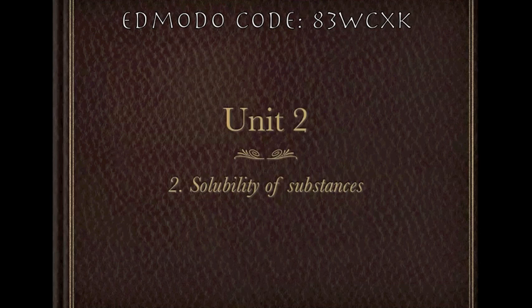Welcome to the second video on the Chemisode series for Unit 2 VCE Chemistry. This one's on the solubility of substances, and we're looking at how and why some substances dissolve and how and why some substances do not dissolve.